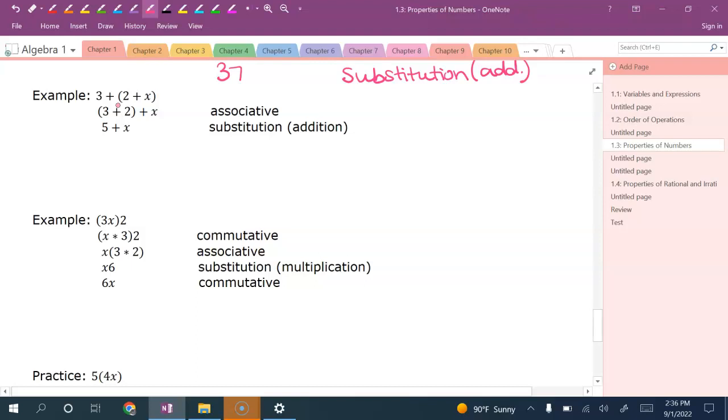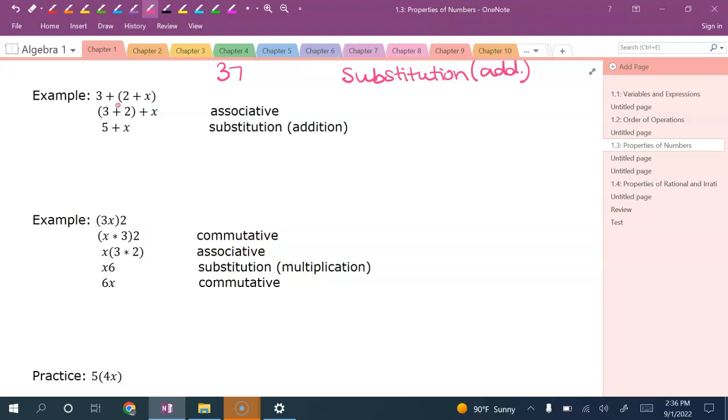For the next one, I did something similar to get me started. I first switched the order of the x and the 3, because I'm going to want to group my 3 and my 2 together, so I need to get them next to each other. So you can see how I switched it from saying 3x to x times 3, and that's using the commutative property, because that says I can rearrange the order. Then I changed my grouping, so I put my parentheses around the 3 and the 2 instead, using the associative property.